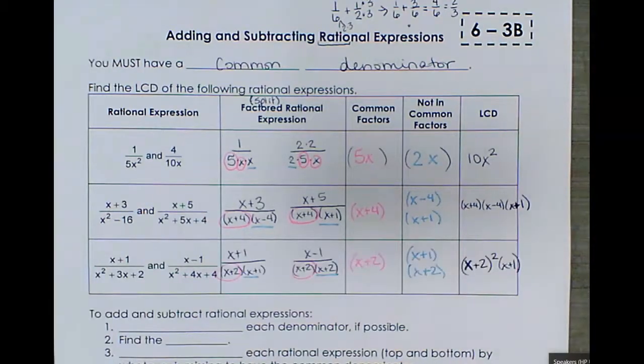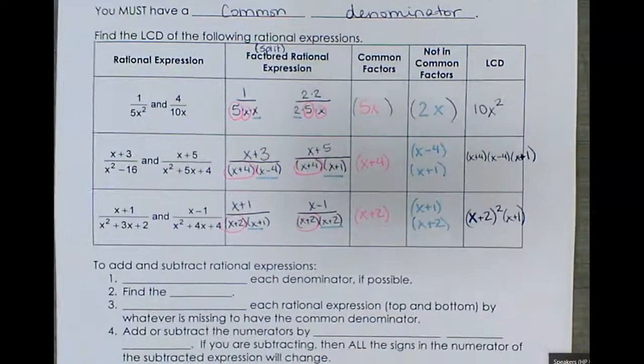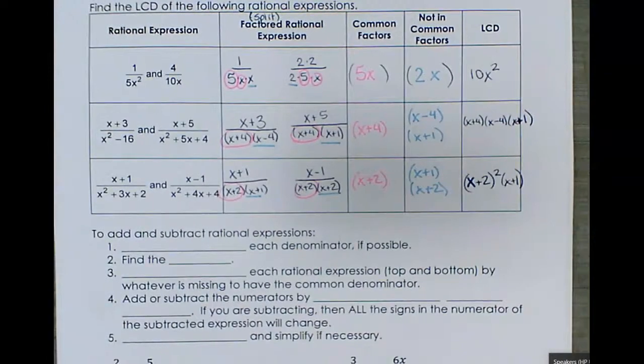So hopefully you got the common factors, 2 and 2, and then non-common factors of x plus 1 and x plus 2. So if you put them all together, x plus 2 and x plus 2 squared, and then you have the x plus 1. So this is just practice finding that least common denominator.